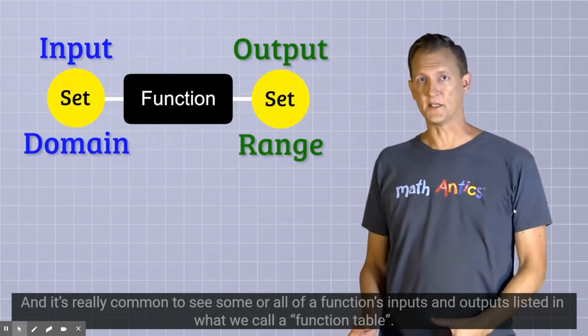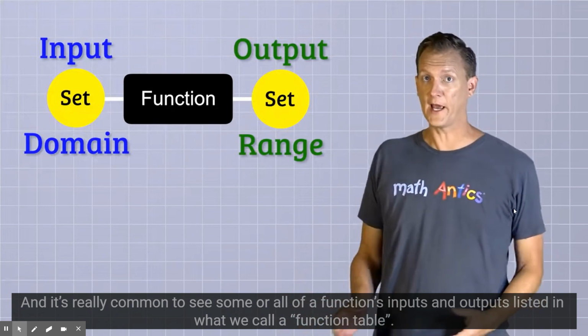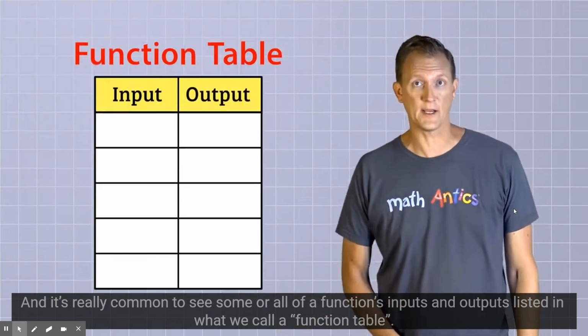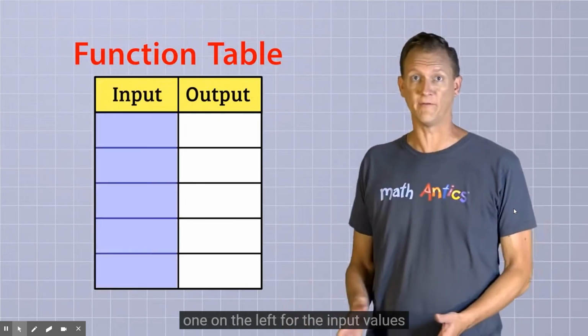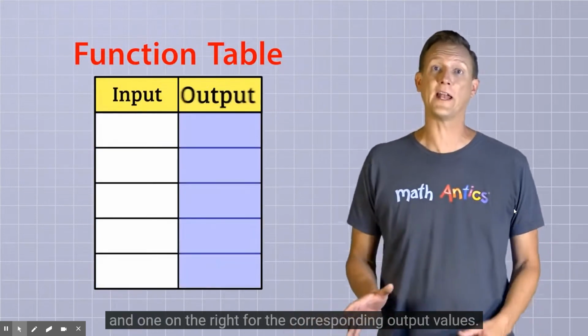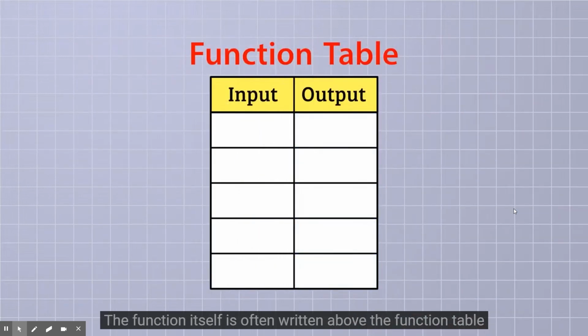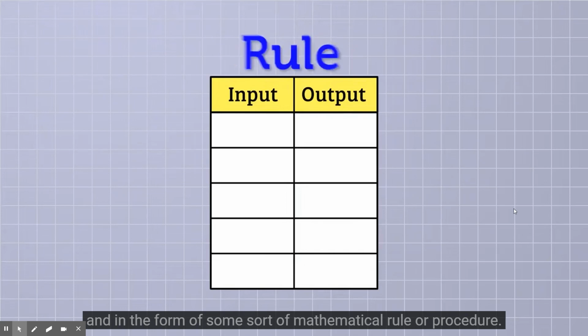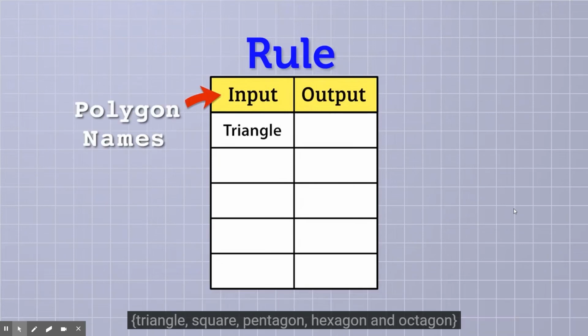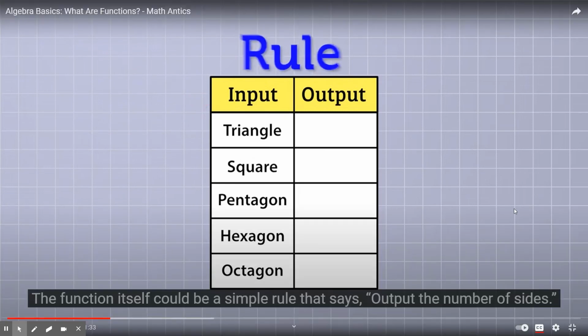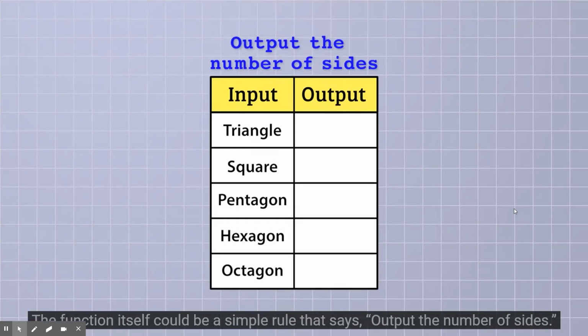And it's really common to see some or all of a function's inputs and outputs listed in what we call a function table. A function table normally has two columns, one on the left for the input values and one on the right for the corresponding output values. The function itself is often written above the function table and in the form of some sort of mathematical rule or procedure. For example, let's say that the input set of a function is a list of common polygon names like triangle, square, pentagon, hexagon, and octagon. The function itself could be a simple rule that says output the number of sides.